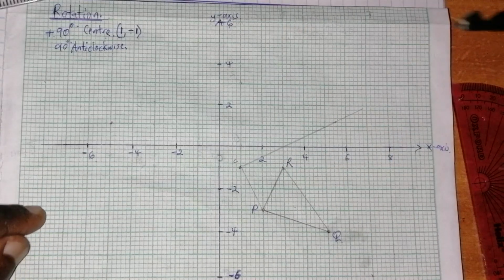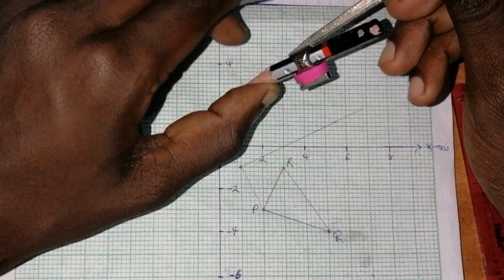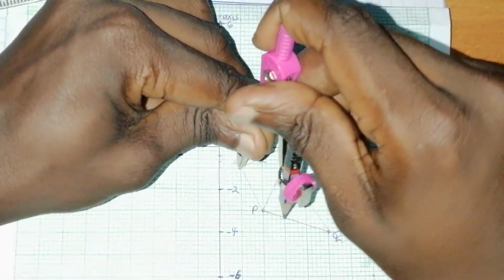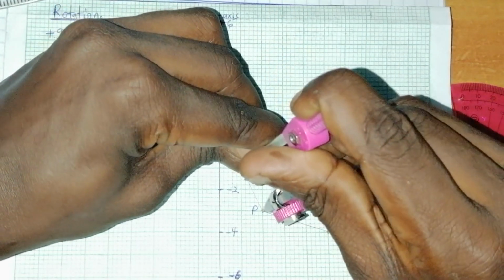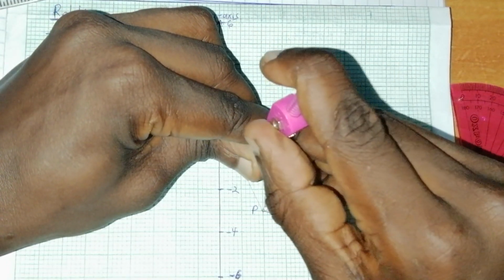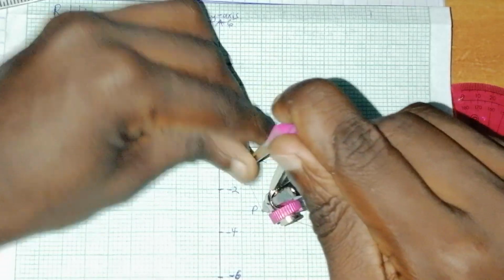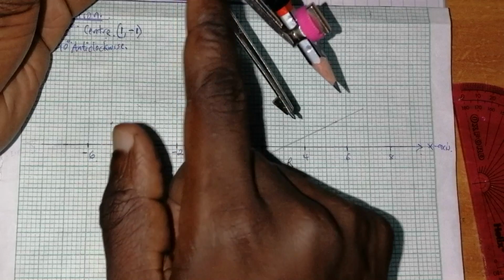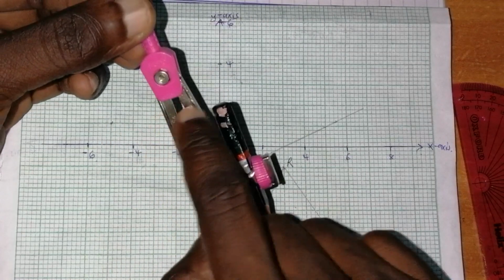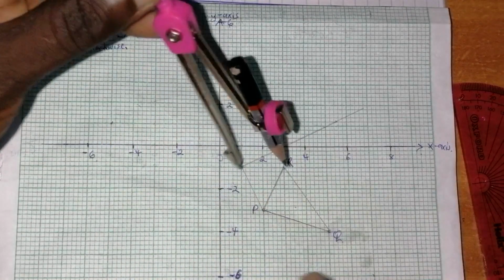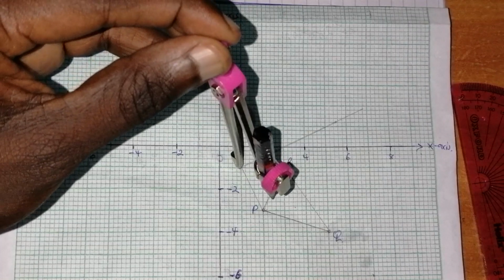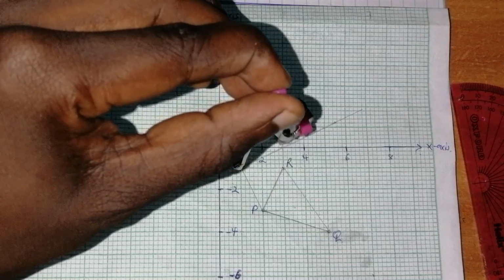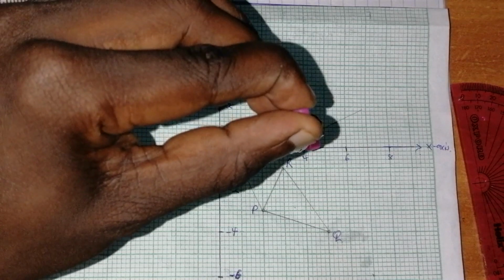So I'll just use my pair of compass. This is quite easy to follow. So I'll mark point P here. And without changing the angle in between, I'll have to rotate it the other side.